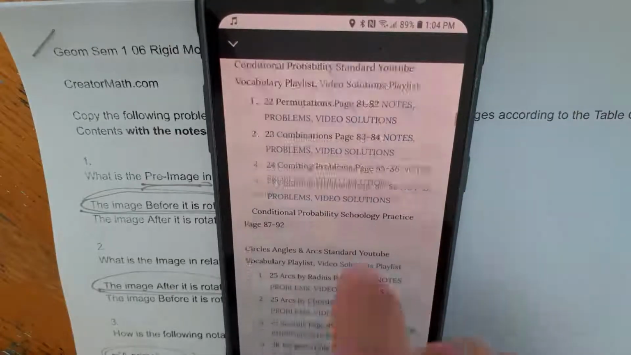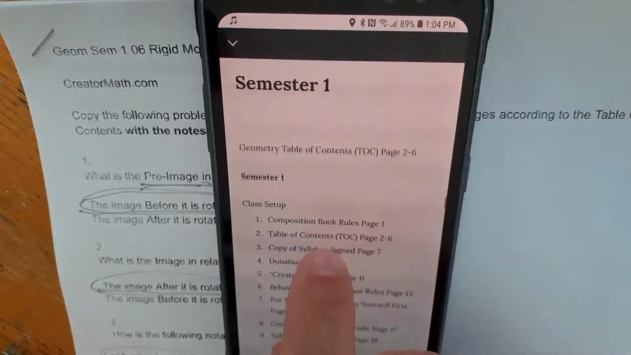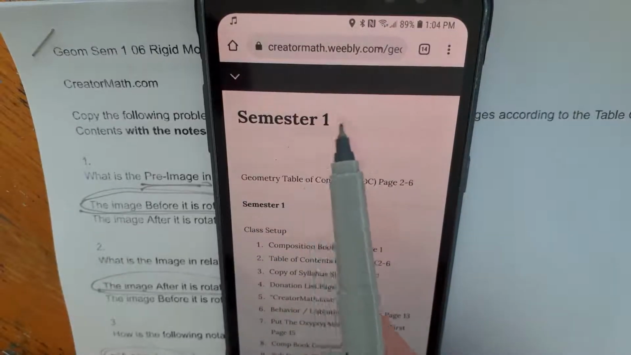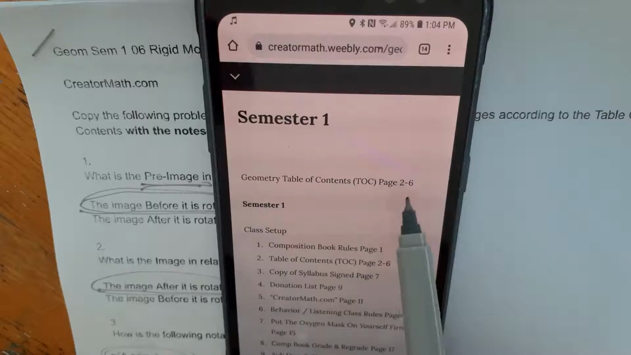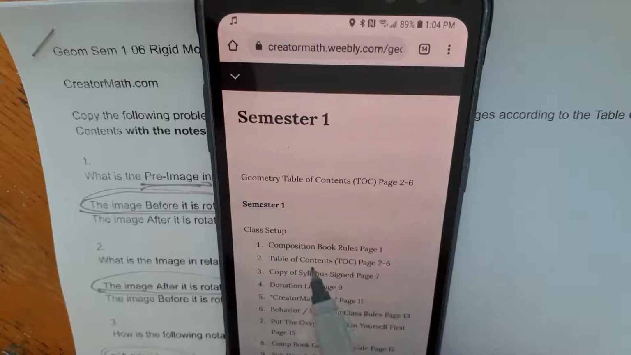Let's go down and find the table of contents for the lesson we're doing now. So this one happens to be from semester 1. Match up the semester you're in. That's step number 1. Make sure you have the table of contents for the correct semester. You should have already copied this entire table of contents into pages 2 through 6 of your composition book. If you haven't done that yet, go watch the video on how to number the pages of your comp book. Watch the video on the example comp books, and you'll understand what it looks like to put this table of contents in.